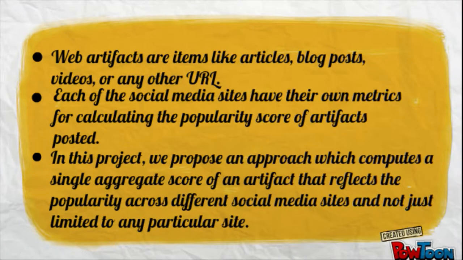Artifacts are items like articles, blog posts, videos, or any other URL. Each of these sites has their own metrics for calculating the popularity score of the artifacts. Web Artifact Popularity Checker is an approach which computes a single aggregate score across different media.